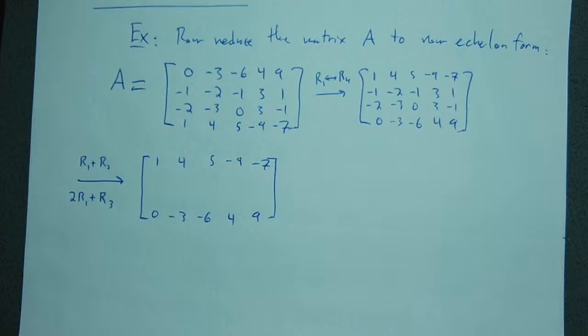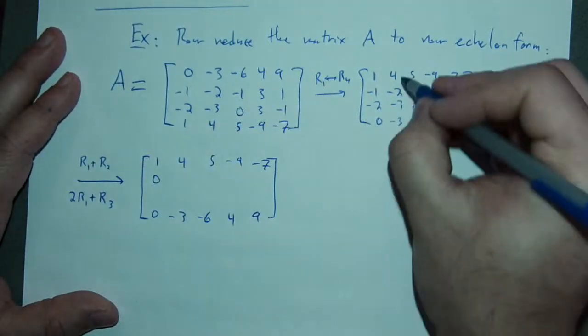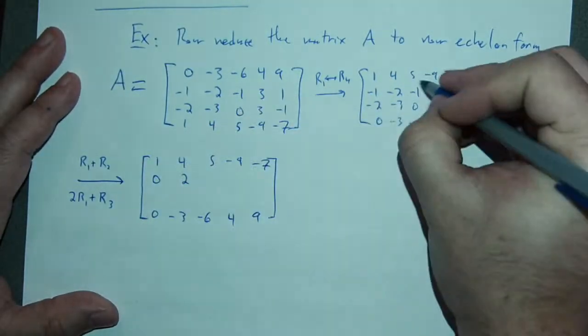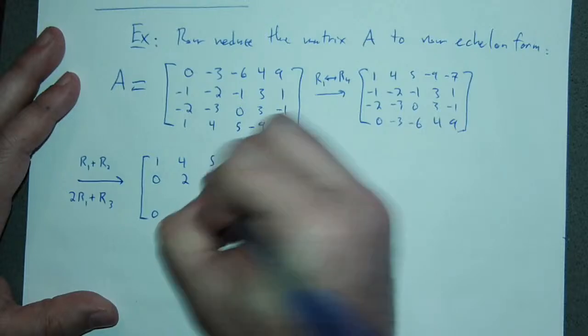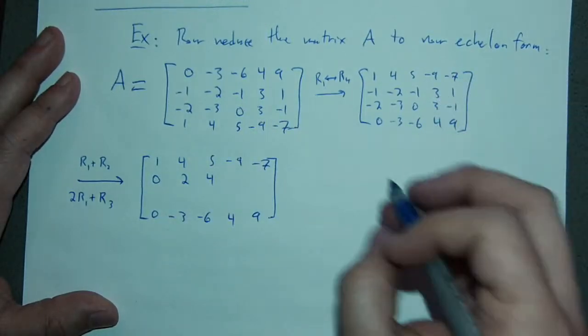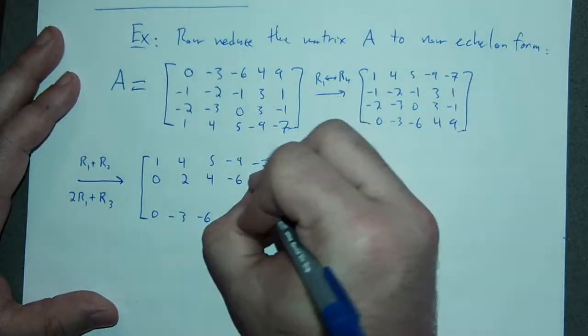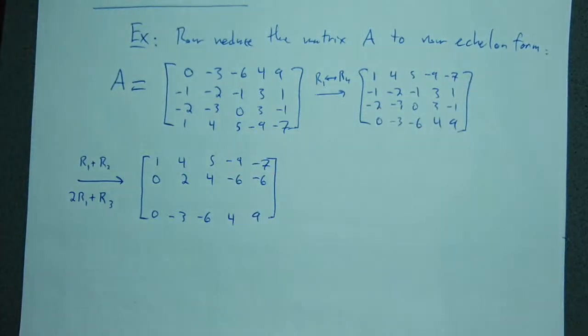Okay. And then row 1 plus row 2, that's not so bad. So 1 plus -1, that's 0. 4 plus -2 is 2. 5 plus -1 is 4. -9 plus 3 is -6. And -7 plus 1 is -6. Okay.